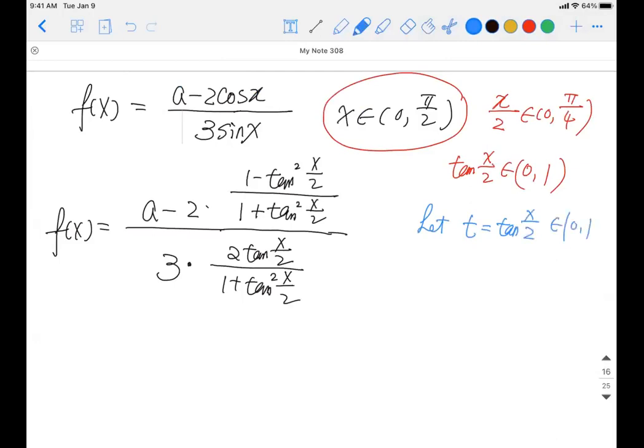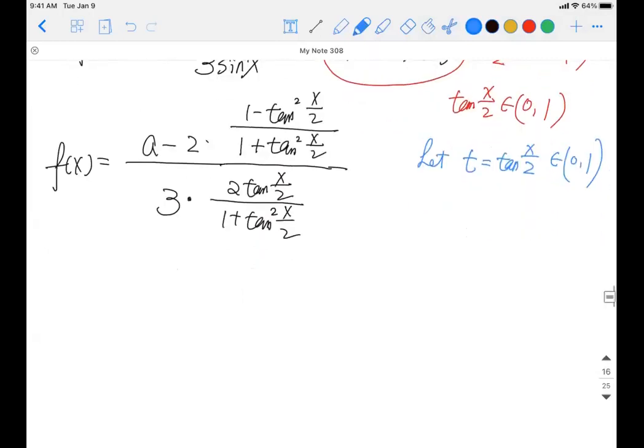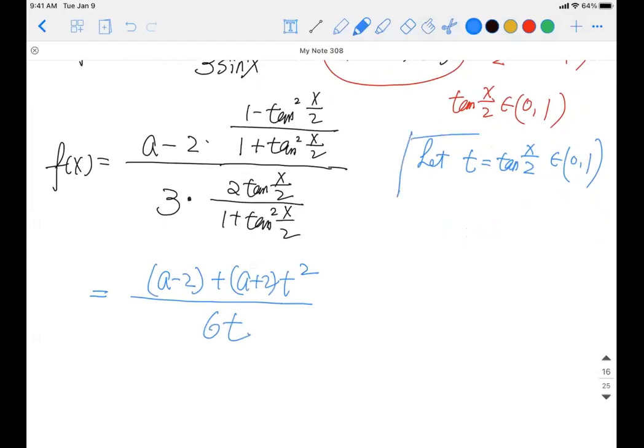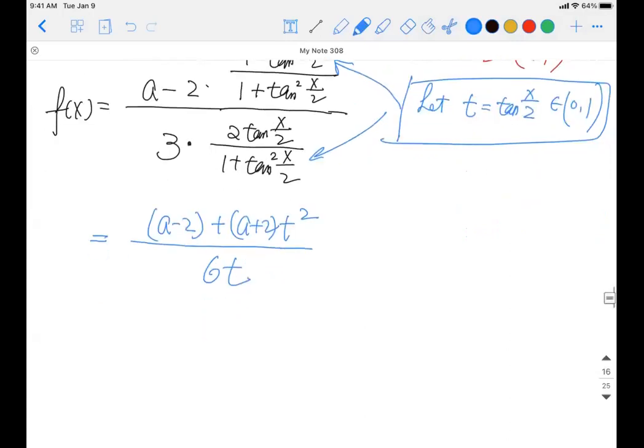So t will be between 0 and 1, right? Try to make our life a little bit easier. There are too many denotations. So that being said, the entire thing is going to go to a minus 2 plus a plus 2 t squared 6t, right? I'm just going to do a quick replacement. There's nothing tricky. I'm just going to do a quick substitution because tangent x over 2 is not something that easy. I just want to make it a little bit easier when you do the calculation, right?